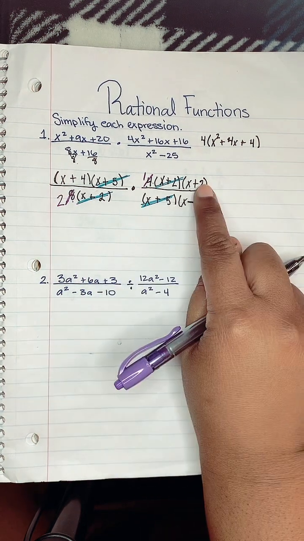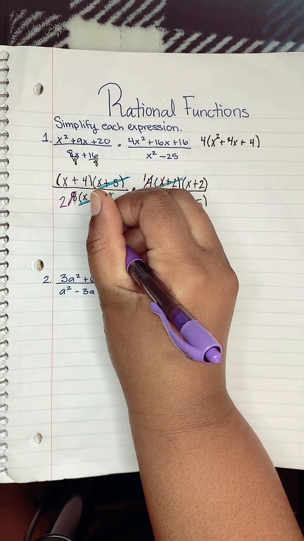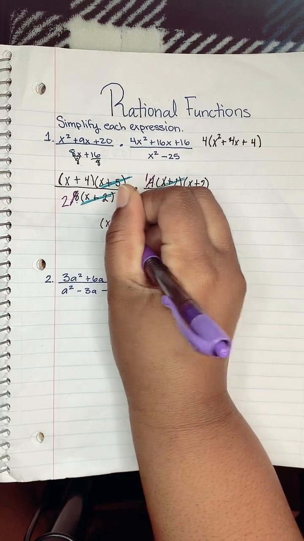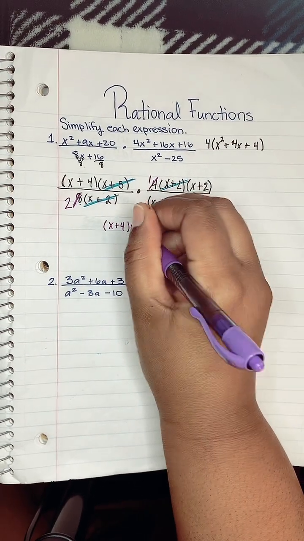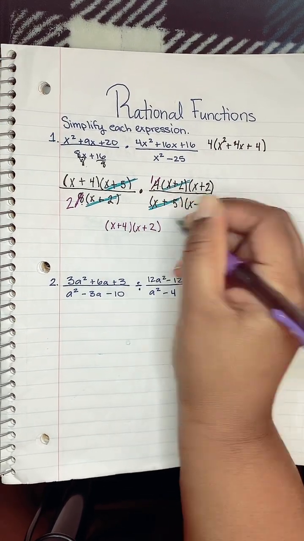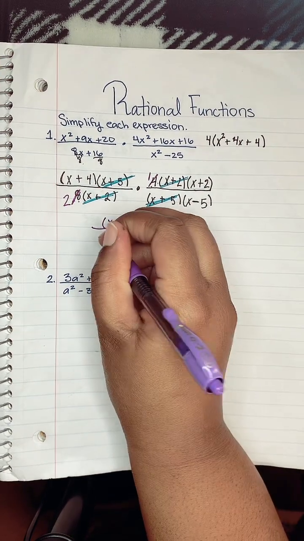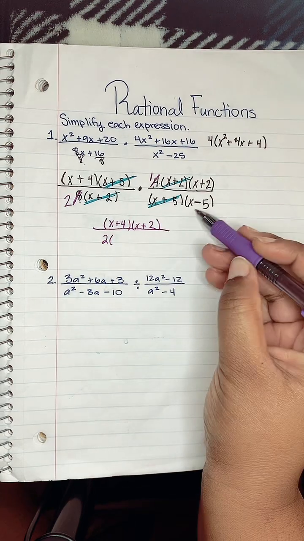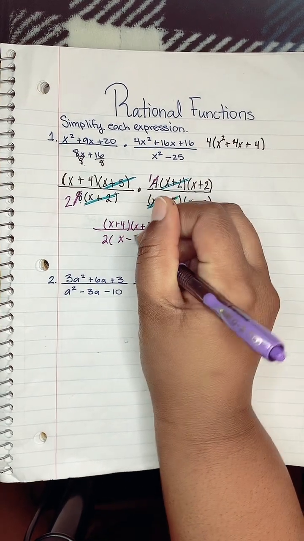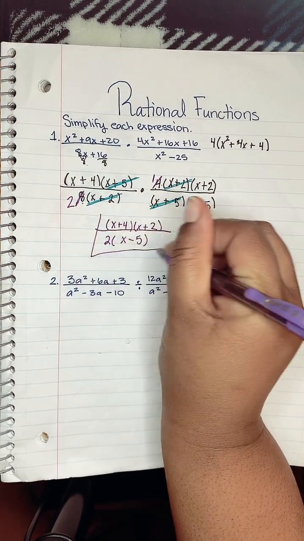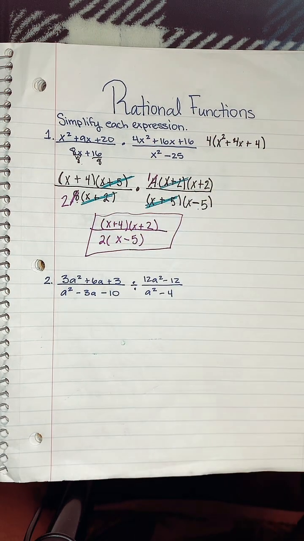So what we have left in our numerator is x plus 4, x plus 2, all over, and then in our denominator, we have this 2 times x minus 5. And this is how we simplify the rational function.